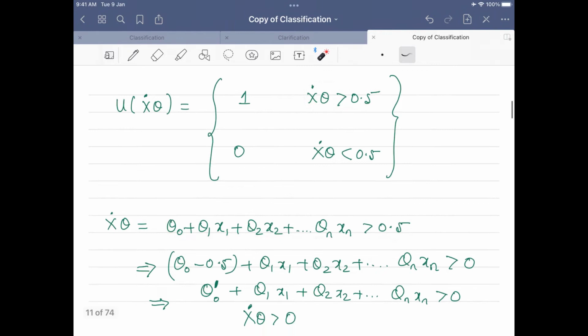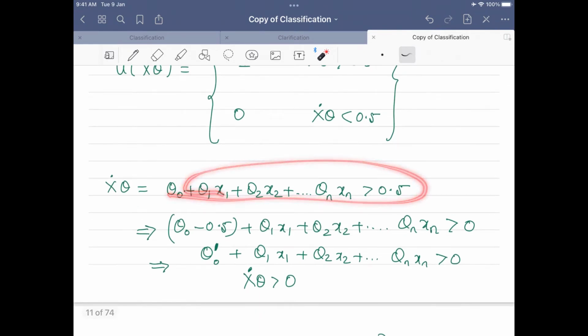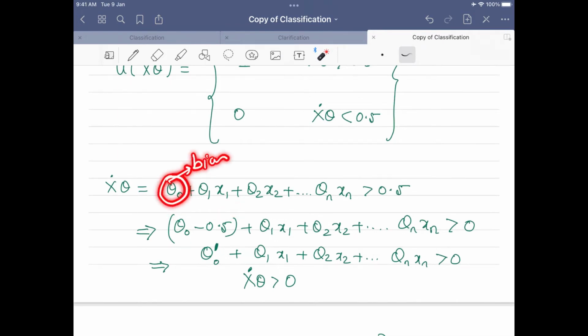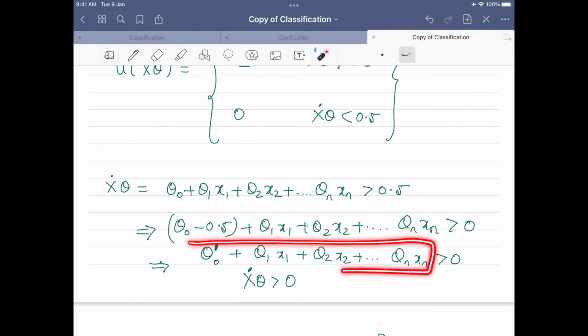So once we write like this, what we can do is we can actually bring this 0.5 this side. So if I bring this 0.5 this side, you can write it as theta 0 minus 0.5 plus theta 1 x1 plus theta 2 x2. Everything else will remain same. So now we can replace this theta 0 minus 0.5, which is also called the bias, we can actually call this theta 0 prime. And you can see now, if I replace theta 0 minus 0.5 with theta 0 prime, it never changes the original function which we had started out with.